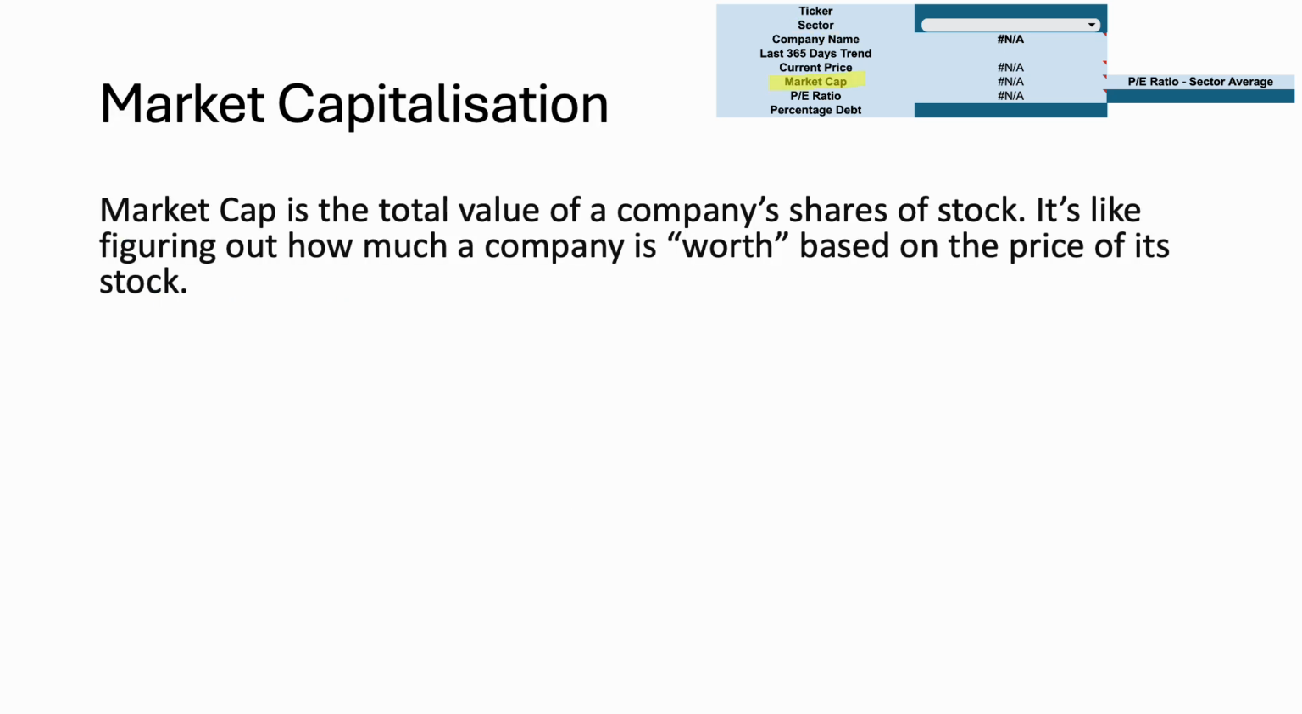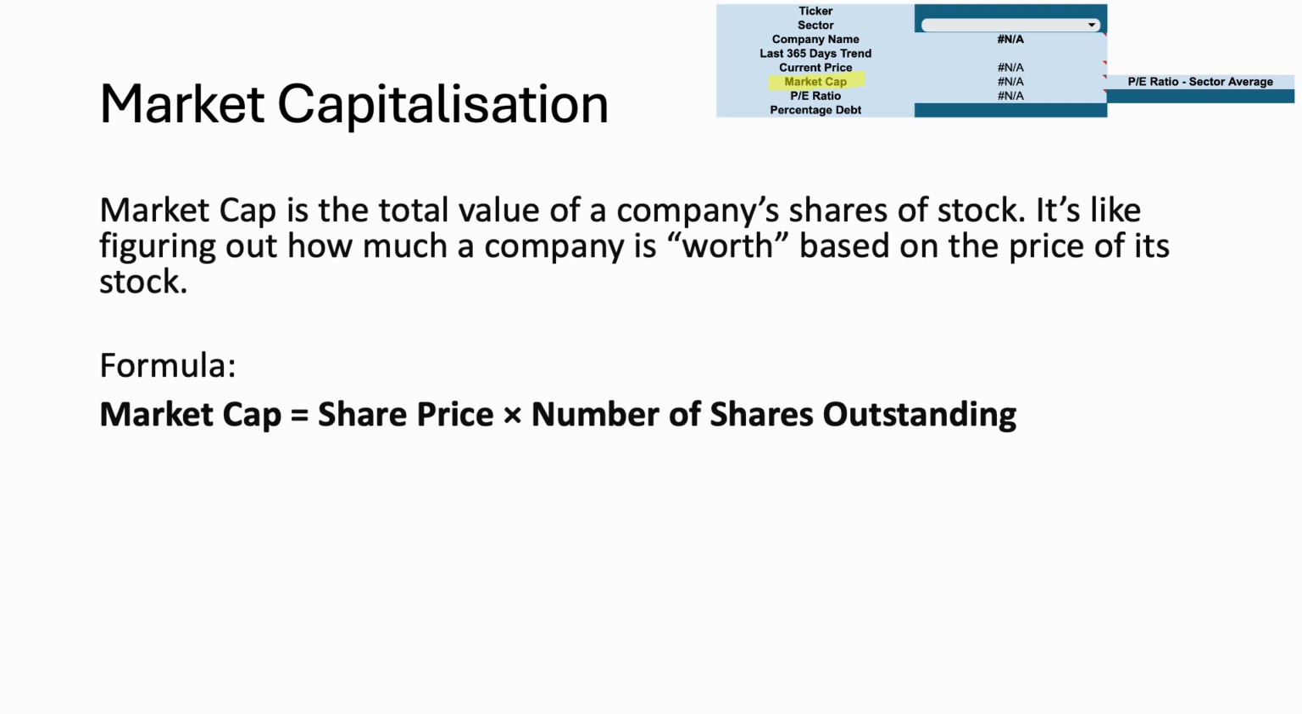The next thing is the market cap. The market cap is the total value of a company's shares of stock. Essentially it's a way of seeing how much a company is worth. The way that is calculated is the share price times the number of shares outstanding. As an example, if I have a company with 100 stocks in existence, and let's say each stock is worth $10, that means the market cap of my company is $10 times 100 stocks, which is $1,000.